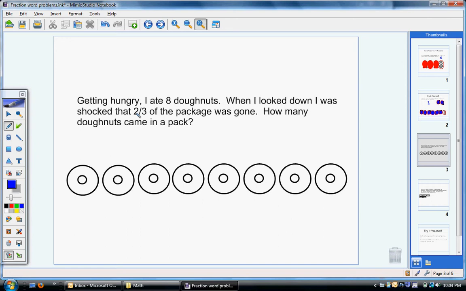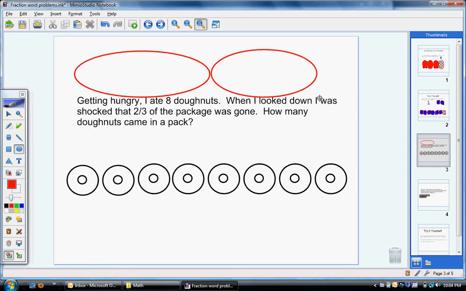It means that there are 3 groups, and I've eaten 2 of those groups. So thinking about this, I sketch my 8 donuts, and I try to put them into 2 groups, because I've eaten 2 out of the 3 groups. Looking right here, I have 8 donuts. I would like to have 2 groups. 1, 2, because that's my numerator, 2 groups.